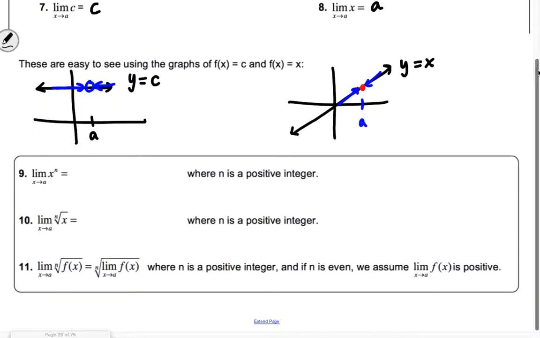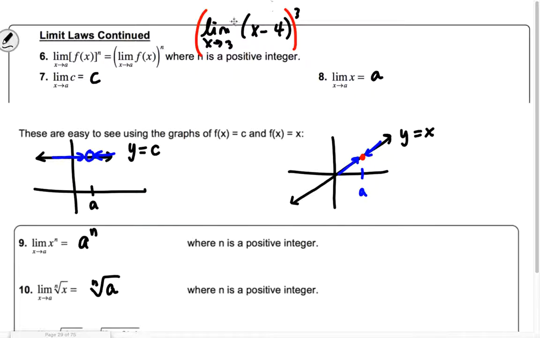So this next one, if I have the limit as x goes to a of x to the n, it really just becomes a to the n. There's nothing making it undefined. We can just plug in. So this next one is going to be the nth root of a. And then the last one, number 11, is very similar to what I did up here with the limit as x goes to 3 of x minus 4 raised to the 3. I can just do the limit part first and then raise it to the 3. The same with a root.